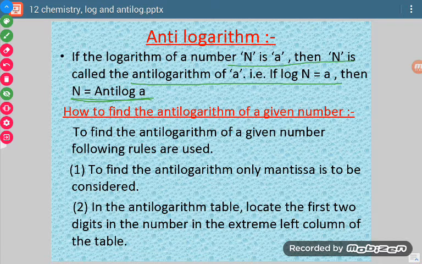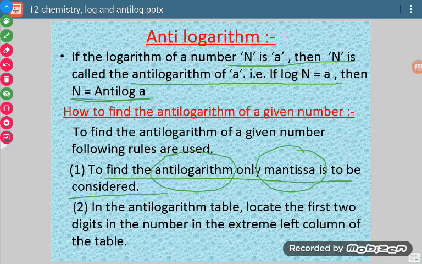First of all, to find the anti-logarithm value, only the mantissa is to be considered. Very important thing. Whatever is written before the decimal is not to be considered. That is also to be considered, but that is afterwards. First of all, when we are going to see the anti-log table, we have to consider only the mantissa part, means the part after the decimal. There is a part of characteristic also, which we will discuss in the last point. So first of all, we have considered the mantissa.